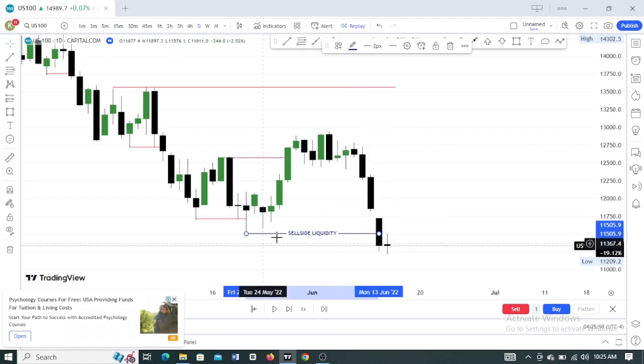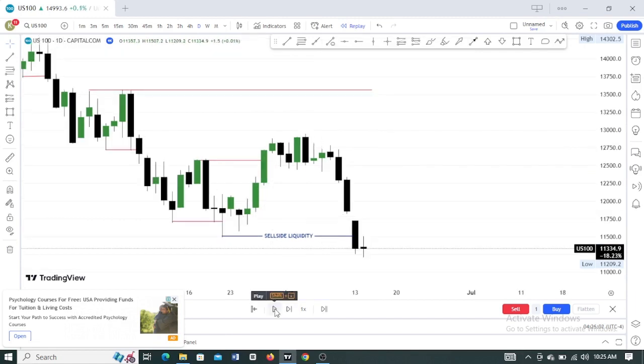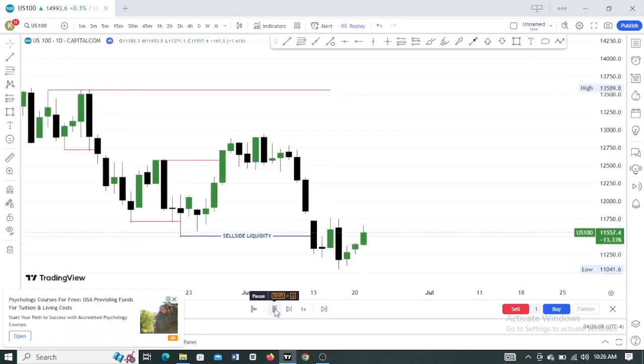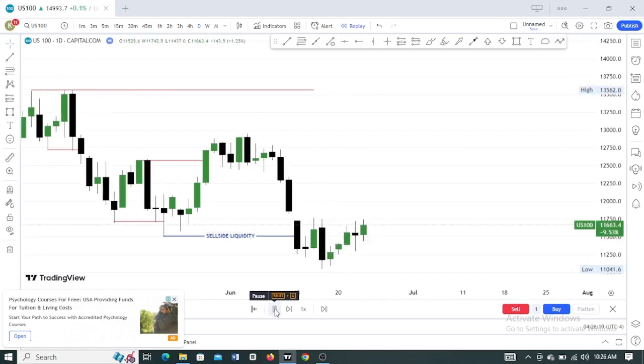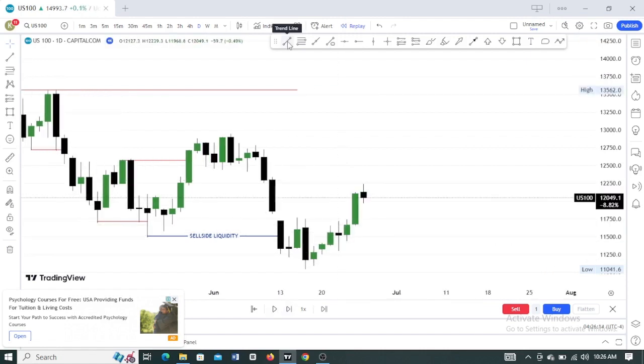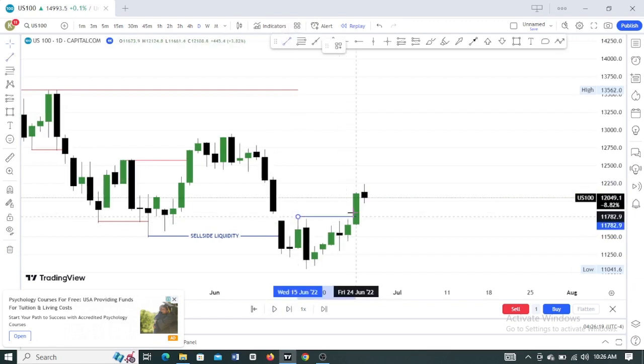I said it's sell side liquidity we are seeking, because now from this break of structure to the upside, we expect the market to keep on going up, right? Now let's see what happened after this break of structure to the upside. We have another break of structure. Now this is confirmation. This is not a break of structure. This is a market structural shift.